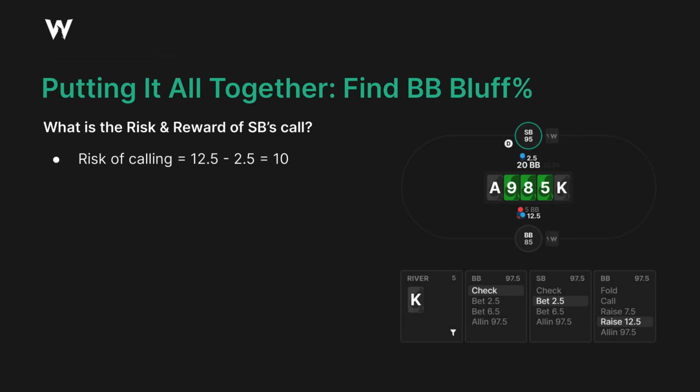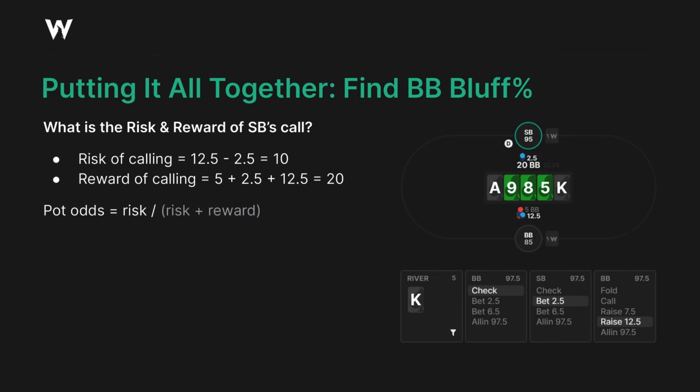Their risk of calling is the amount they're being asked to call. So they've already put in 2.5. We've raised to 12.5. So 12.5 minus 2.5 equals 10. That's the risk. We're saying, hey, small blind, would you please put in another 10 chips? The reward, if they call us successfully, is that they'll gain the pot of 5 plus their previous bet, which is now a sunk cost, like they don't get this if they fold, of 2.5 plus our raise of 12.5. So it's all of these things together, and that adds up to 20.